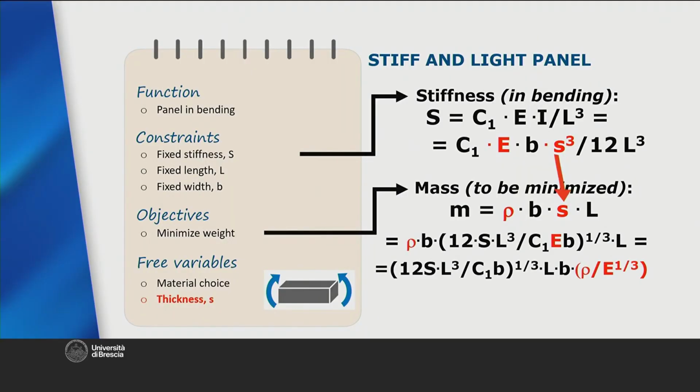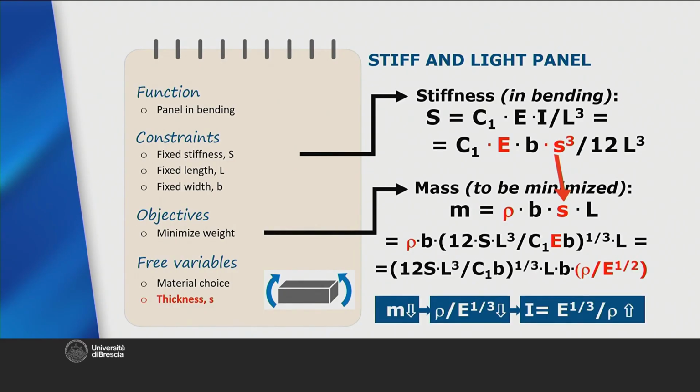The constraint and objective equations will not change, although in this case it will be the thickness, whose dependence is highlighted in the equation, that allows us to combine the two functions. By combining these two functions, we arrive at an appropriate expression for the objective function, which shows that the best materials for a stiff and lightweight beam with variable thickness are those with the lowest values of rho over the cube root of E, or that maximize the cube root of E over rho, which represents the new material performance index for this specific case.